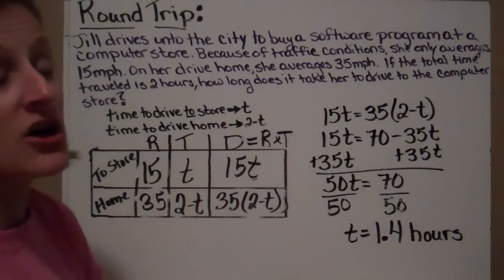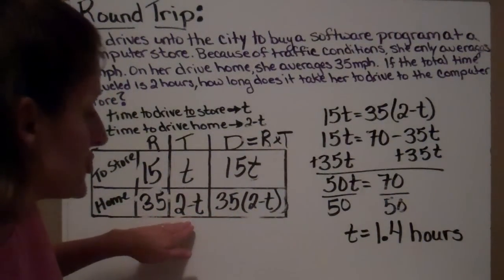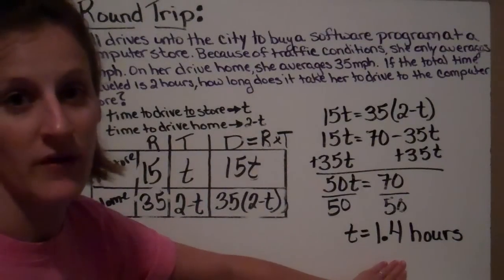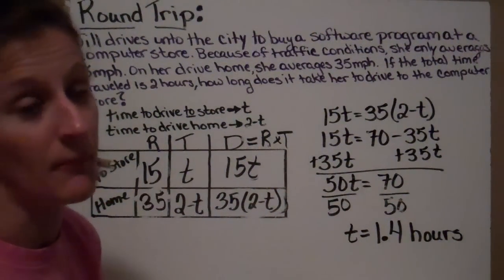Now, if it also asks you what was the time coming home, all you need to do is take your 2 hours and subtract your 1.4, and you'll notice that it only takes 0.6 hours to actually come home from the store.